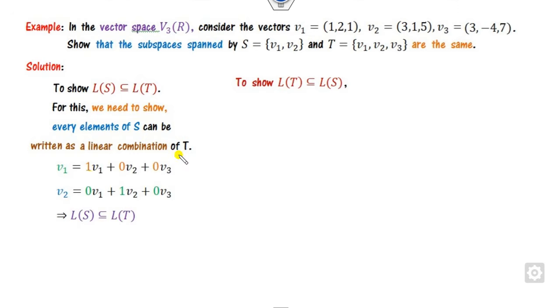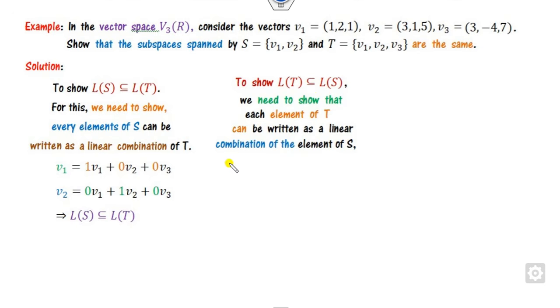So we can start from here. You can write this as a 1, and the rest are all 0. It means it is in the span of S. Same for here. Your target is to write every element of T. So T is my V1, V2 and V3. I want to express this as elements of S. S is my V1 and V2. It means I have to write it in this form.